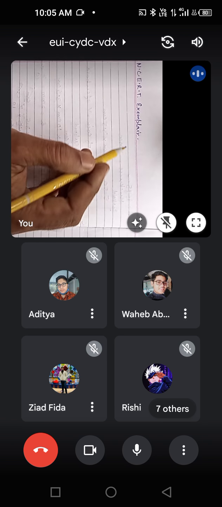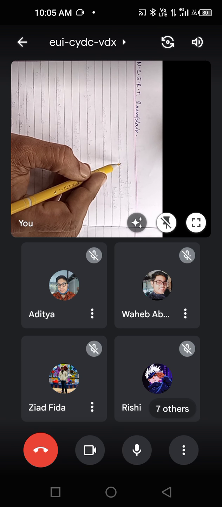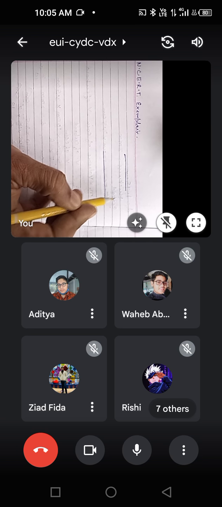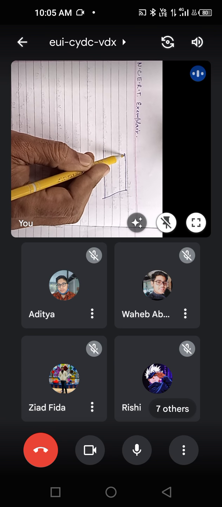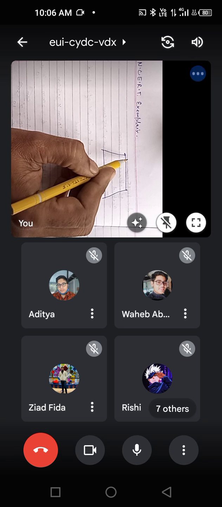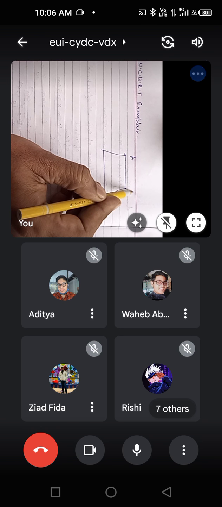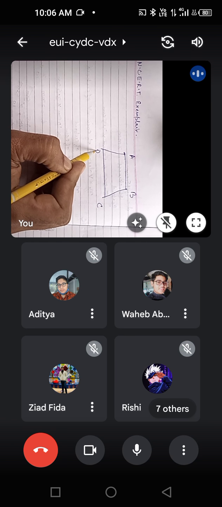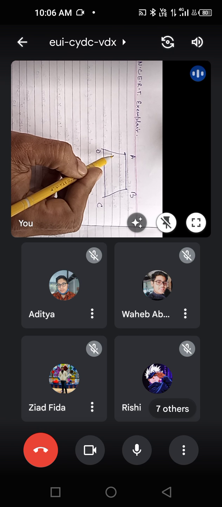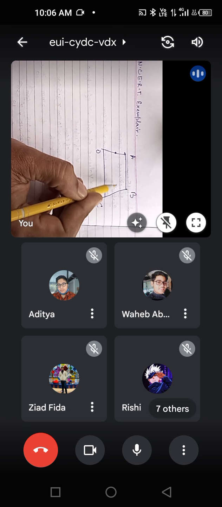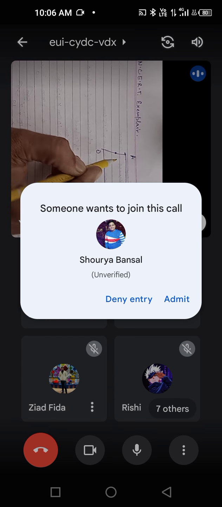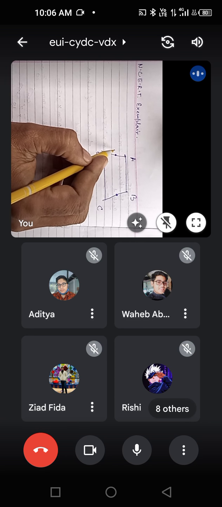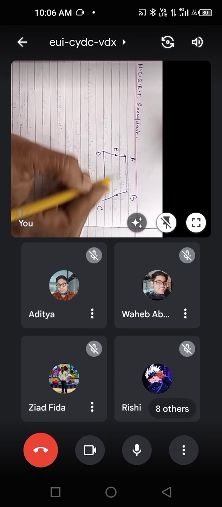You see here, this is the question. The question says that this is a trapezium here, and the name of the trapezium is given as ABCD. This is A, B, this is C and this is D. Here you have the midpoints. E is this point, and F is this point.